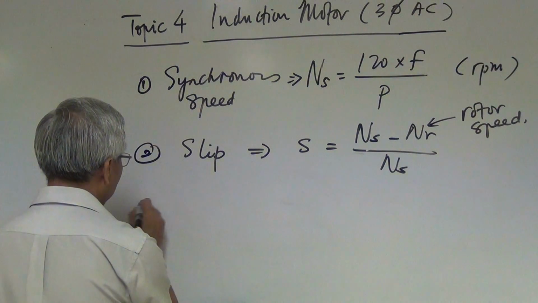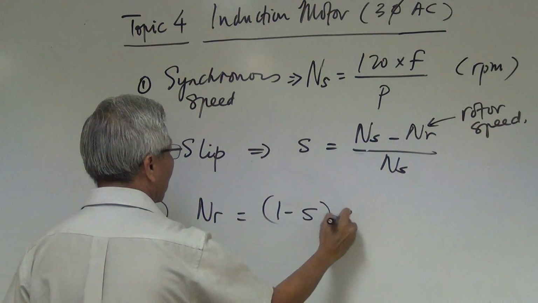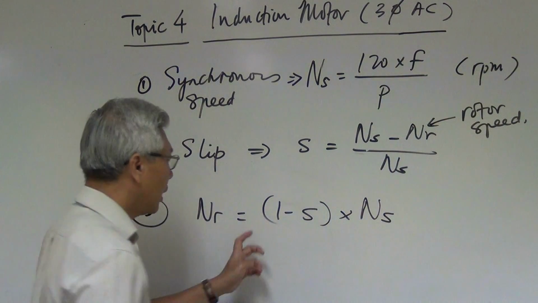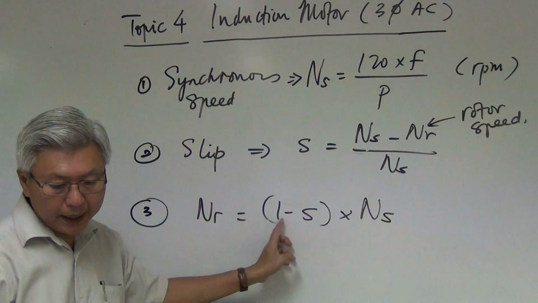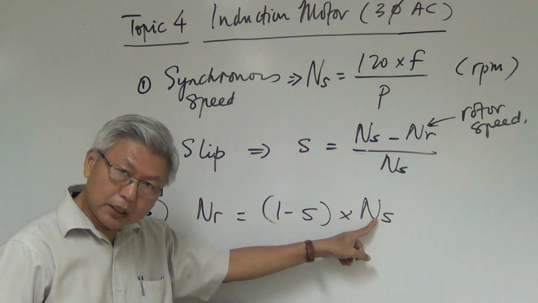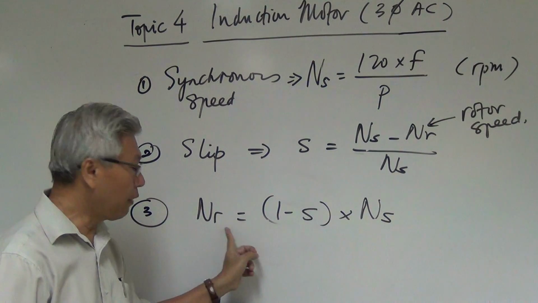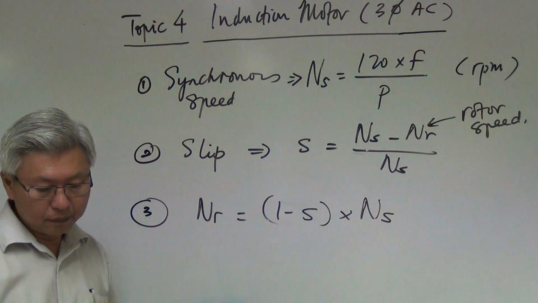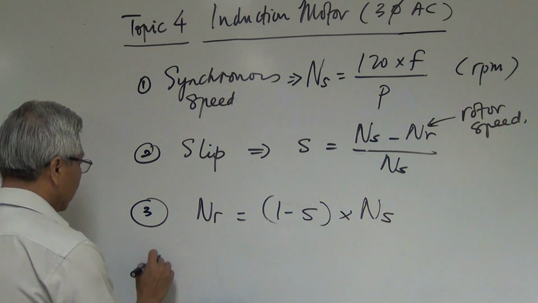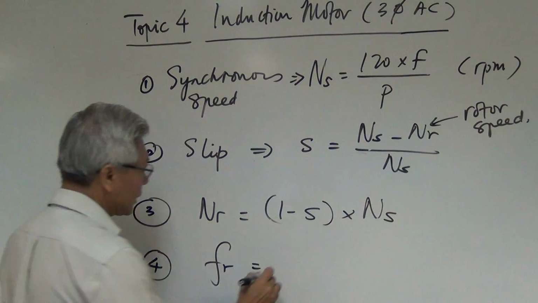Next, rotor speed can be calculated if you know the slip and the synchronous speed. Nr is equal to 1 minus s multiplied by Ns. If you know the synchronous speed and you know the slip, you can find the rotor speed. Fourth, frequency. Frequency is equal to s times f.